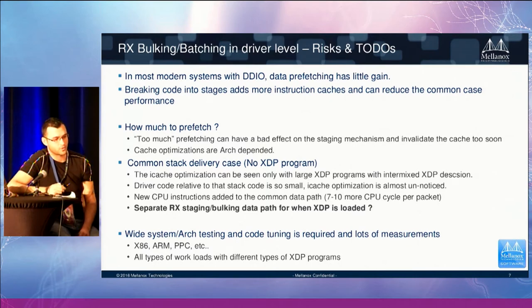And there are some questions to be raised. How many prefetches do we need? Because prefetch is cache line dependent and architecture dependent, so we need to know in advance and to have some numbers. Also, for the common stack, do we need to have different Rx paths for the stack delivery, where when you load an XDP program, you run the staging path, and when you don't have an XDP program, you run the flat Rx path?